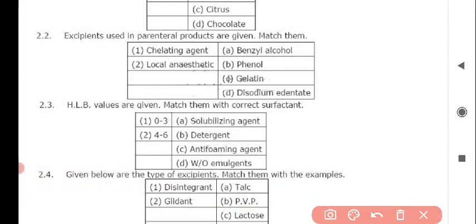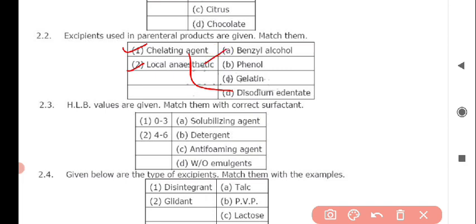Now next question is, excipients used in parenteral products are given, match them. So first option is chelating agent. For this, the correct answer is disodium edetate. And for the second option, that is local anesthetic, the correct option is option A, benzyl alcohol.